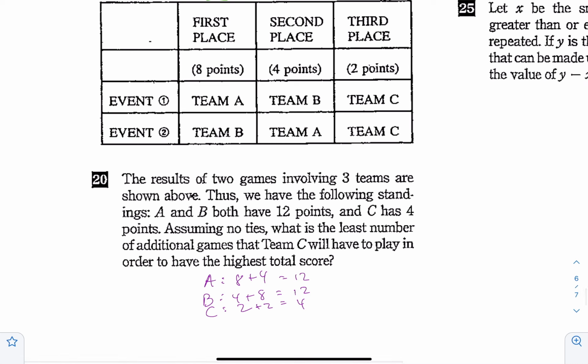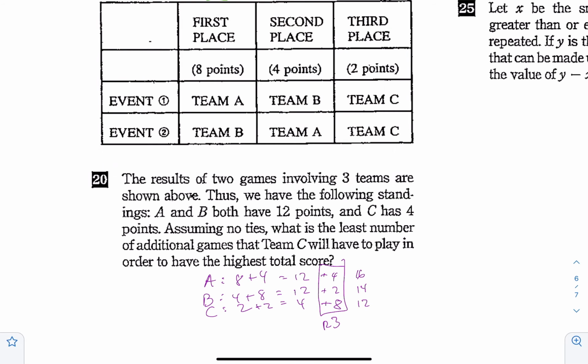So in order for C to have the highest score, what you want to do is keep putting Team C first with 8 points. But the other 2 teams will then have to be second or third place. So Team A can get 4 points. Team B can get 2 points. So this will be round 3. And after round 3, you have 16, 14, and 12.